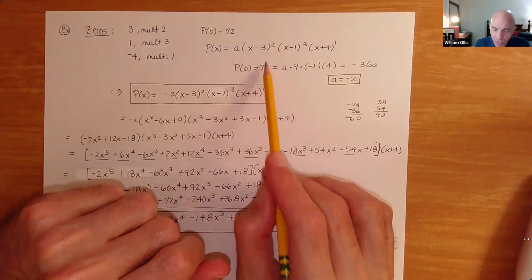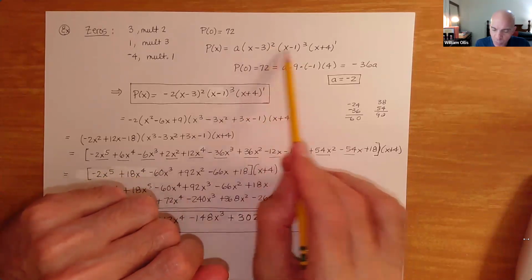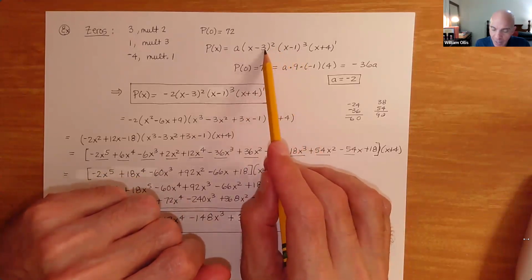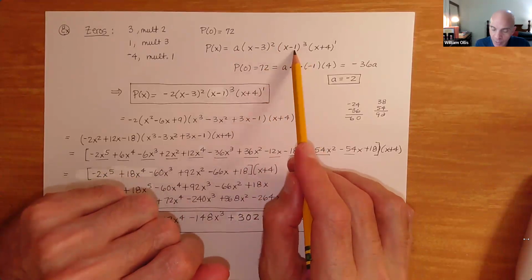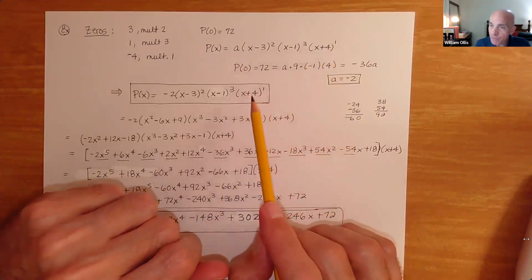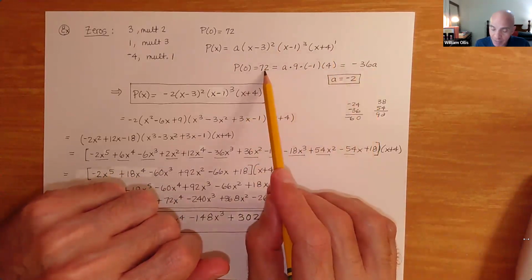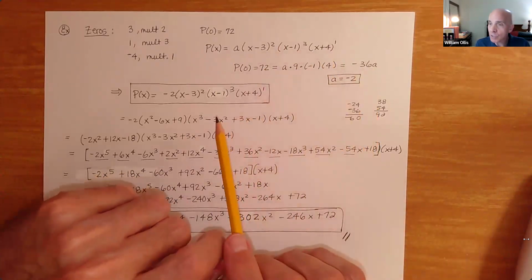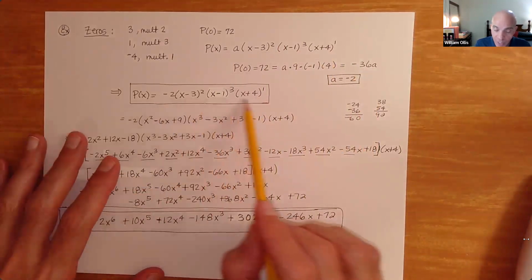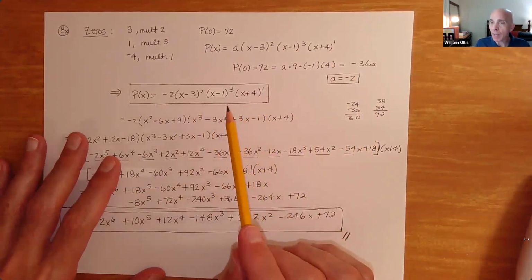That is p of 0. We simply replace x with 0. So we have 9 times the -1 times the 4. That's -36. But of course, -36 divides 72 is just -2. So now we actually do have a unique polynomial.